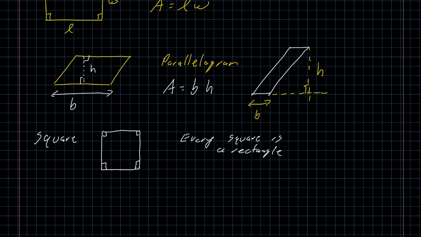Special case shapes. The square is a rectangle where the length and the height are the same. We generally call it the side length S. Every square is a rectangle. Not every rectangle is a square. So you just take length times width, but length is S and width is S, so you get S squared.